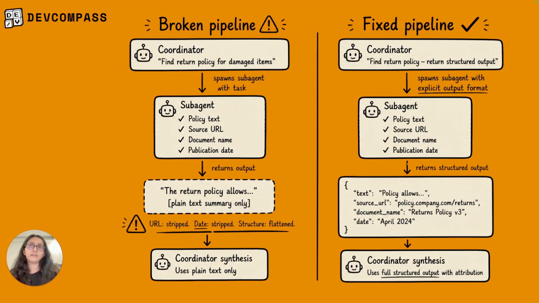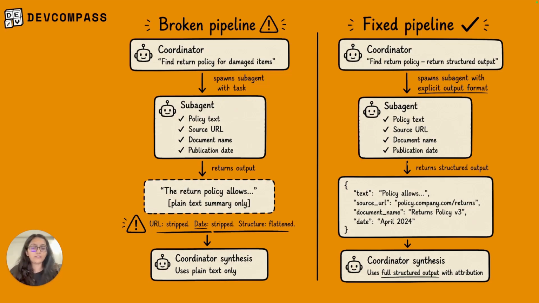The coordinator now synthesizes a response using this output, so the synthesis is correct. It reflects what the policy says. But when the customer asks where does it say that, or when an auditor asks for the source, the coordinator has nothing. The URL was never passed. It's in the sub-agent's context history, which is now closed. The information did exist and it was found correctly, but it was discarded at the handoff.